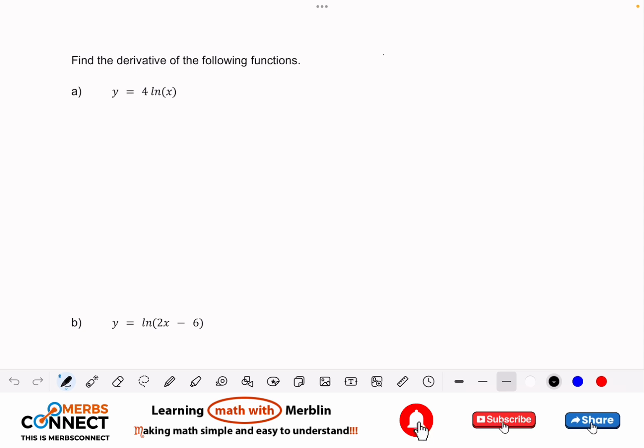As I said, to differentiate an ln function, when y is equal to ln of x, y prime will be equal to 1 divided by what is inside the parentheses times the derivative of what is inside the parentheses. So this is how we differentiate an ln function. So what will be y prime here?